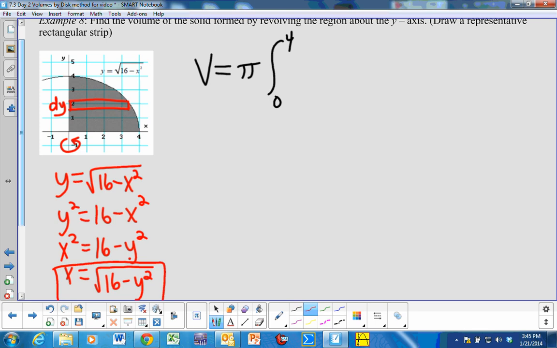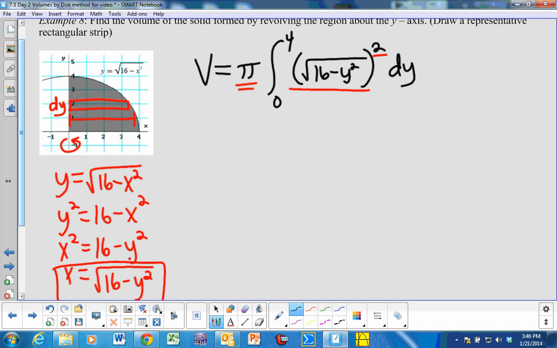Well, the radius is simply this distance from here to the top of any particular rectangle. Well, that's always going to be the function value. And I just solved that, so that's going to be the square root of 16 minus y squared, whole thing squared, dy. So your formula is basically, again, pi r squared. And that's how we get the formula.